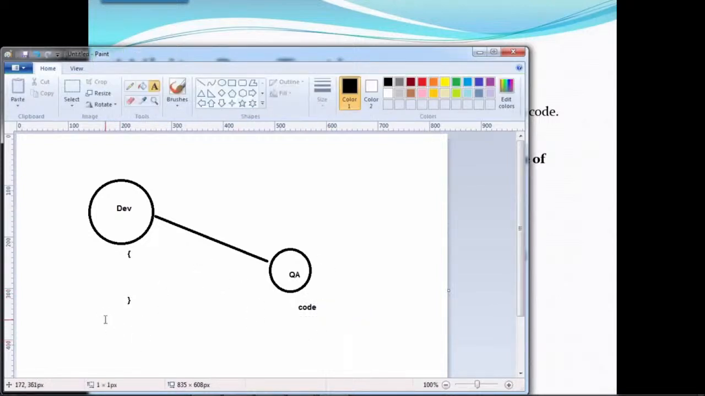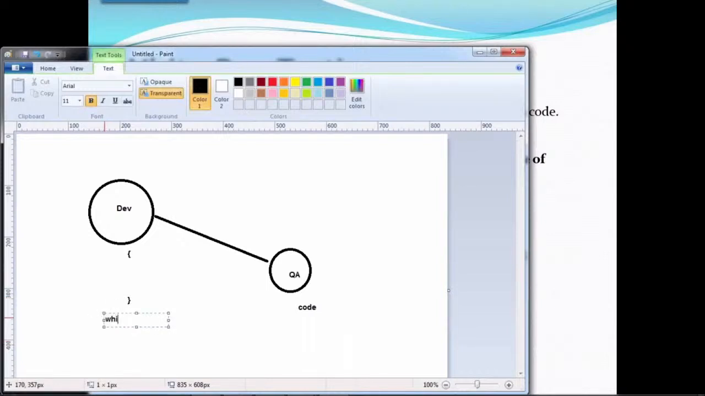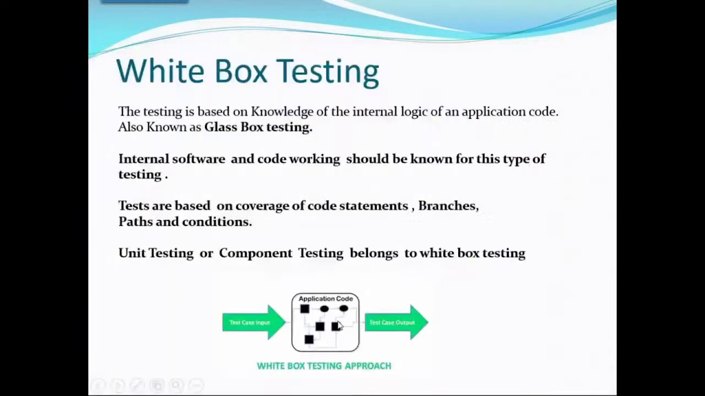The developer always does white box testing. Is it clear, right? So why can we call it a white box? Because I'm able to see the code. White box means I am able to see the code. The internal software and code working should be known for this type of testing. You need to know the code, then only you can do white box testing. So you know who knows the code. The developer always does the white box testing.